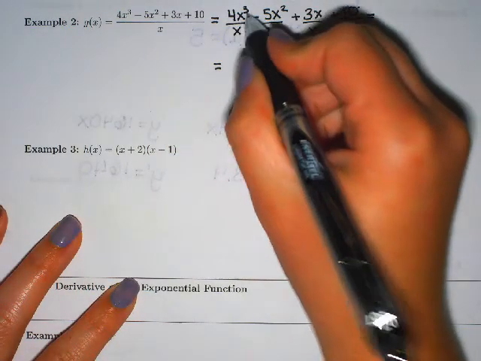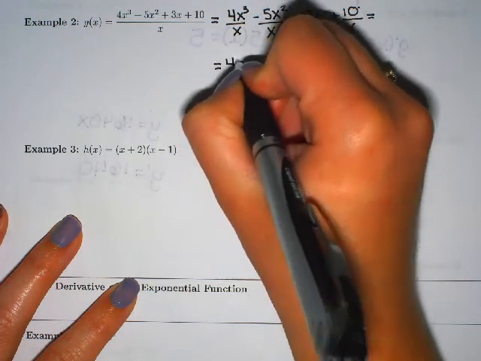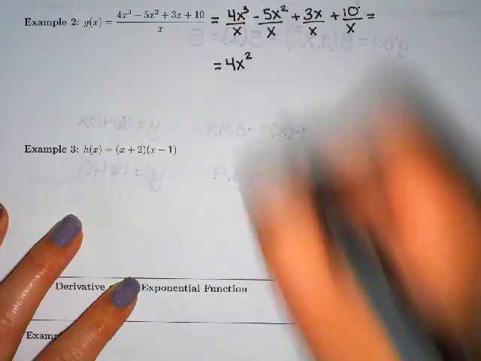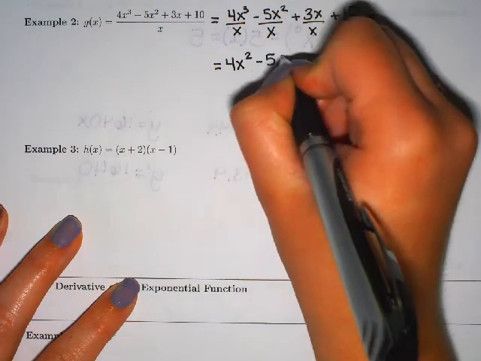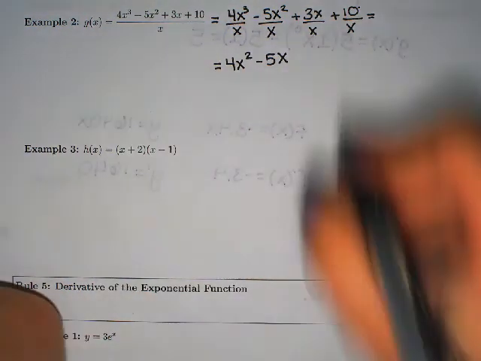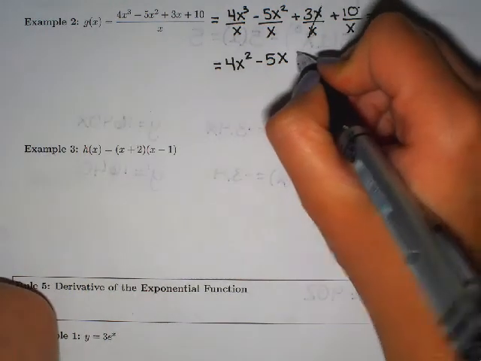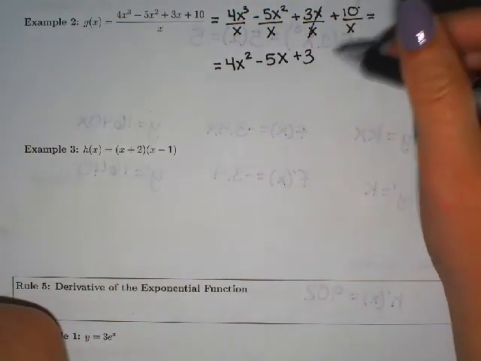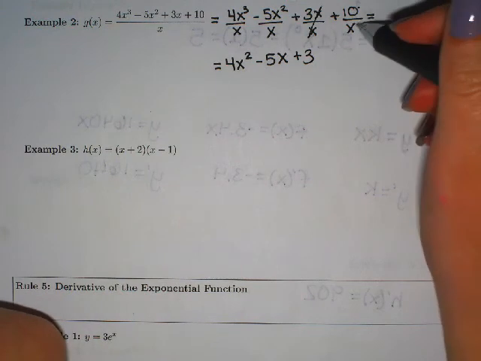So I have 4x cubed over x, so subtract x cubed minus 1 is going to give me x squared. 3 minus 1 is 2, minus x squared minus x divided by x is going to be minus, so you have minus 5x. And then these x's just cancel out nicely. I have a plus 3. And then 10 over x, there's nothing to simplify or cancel.